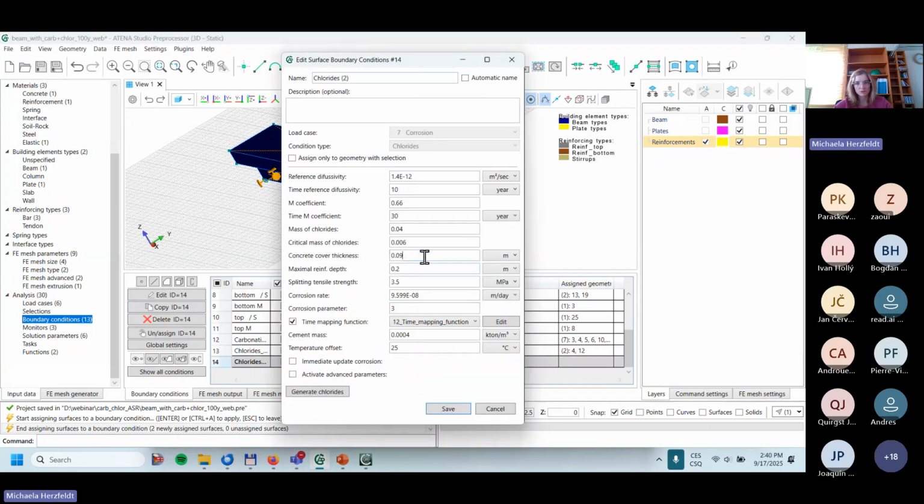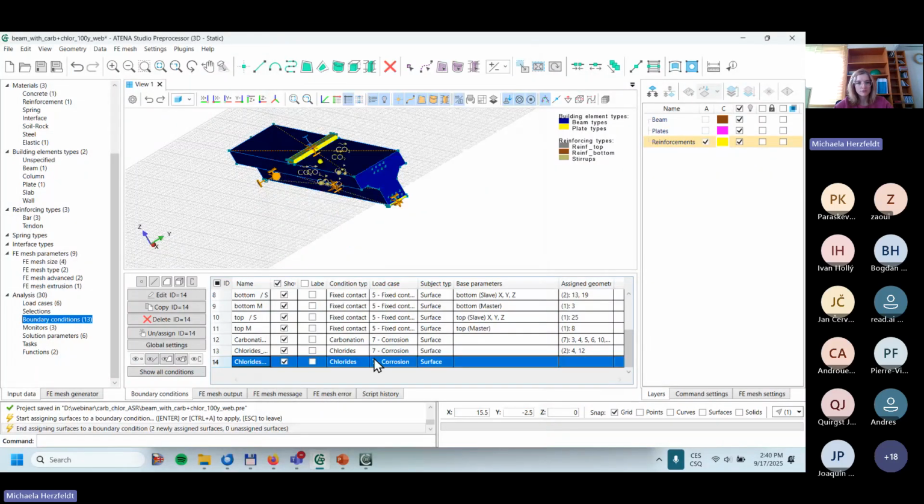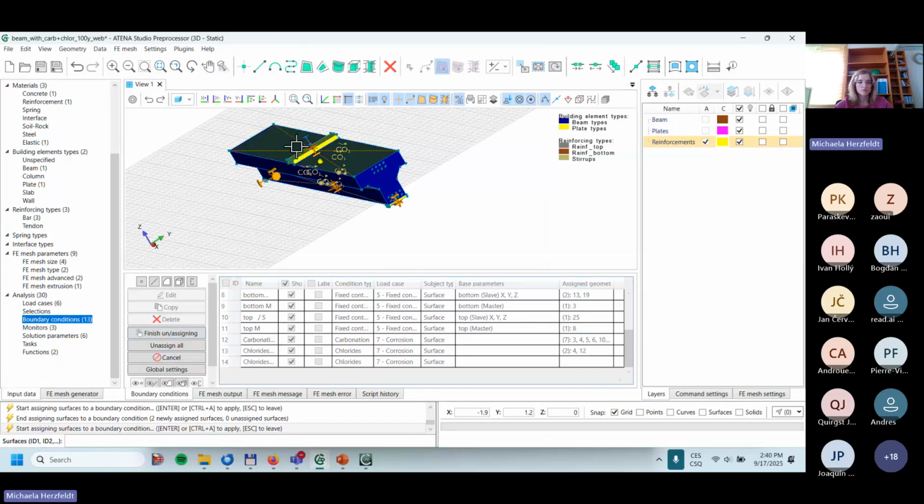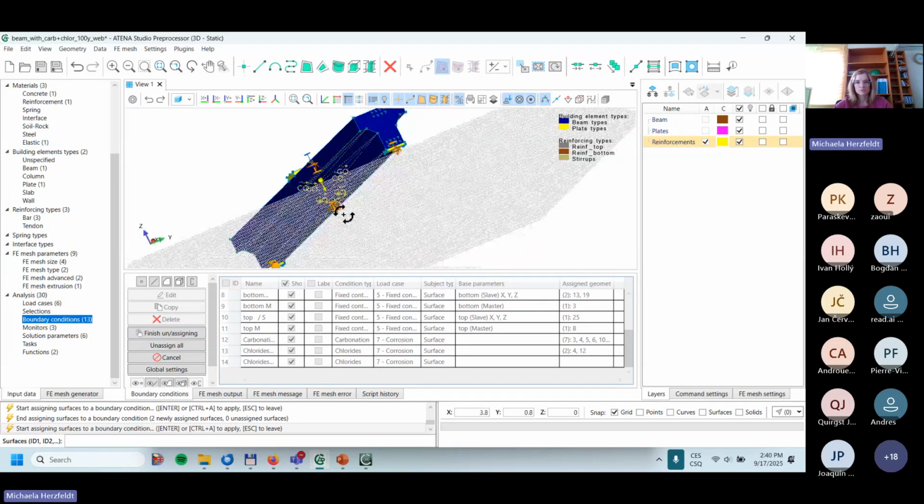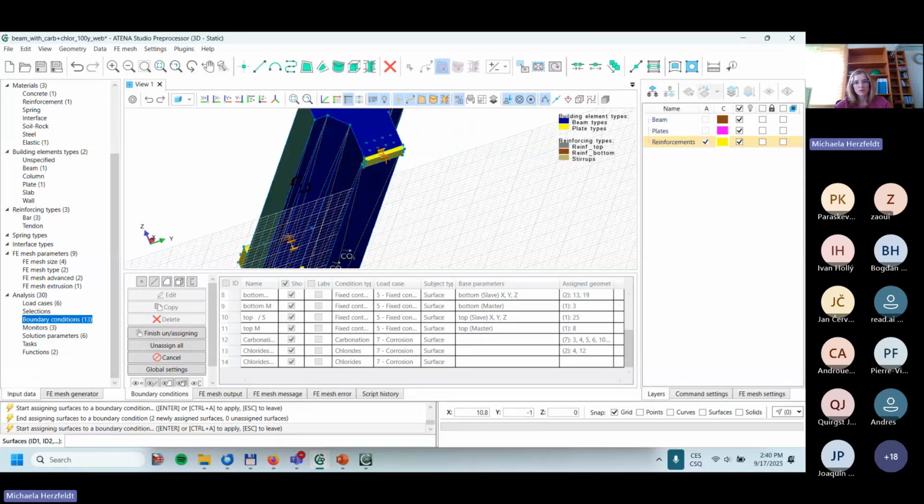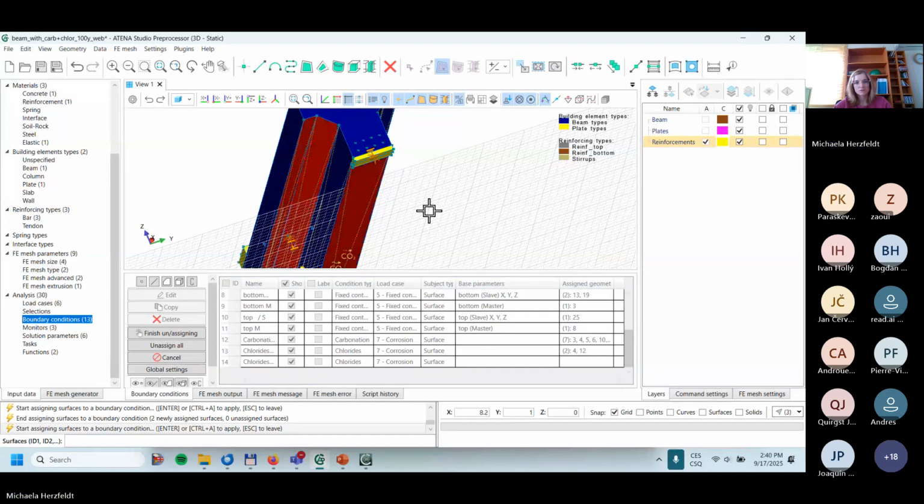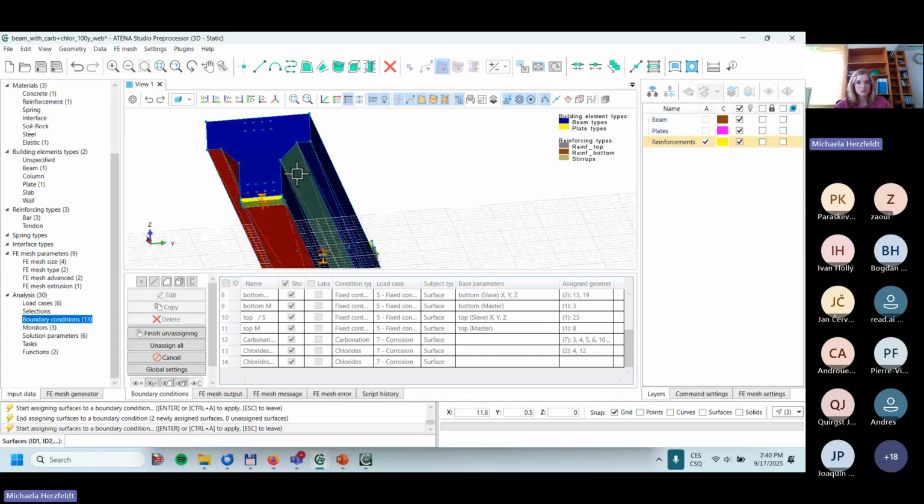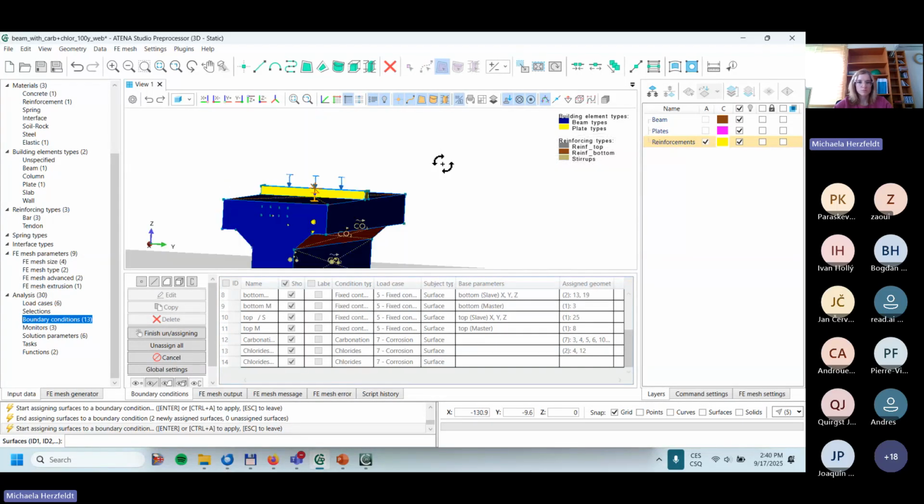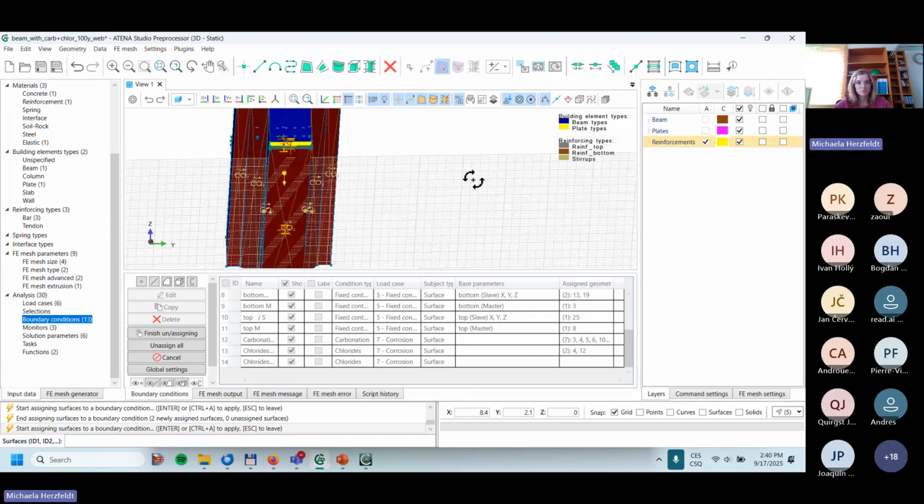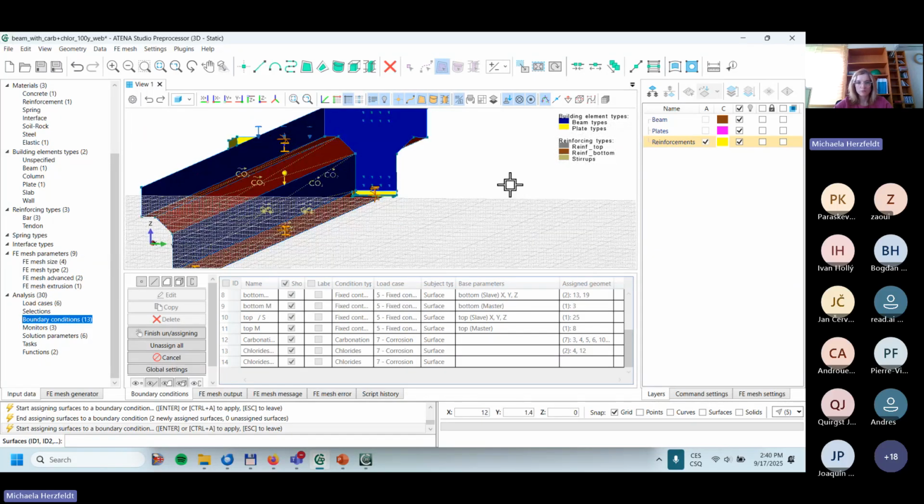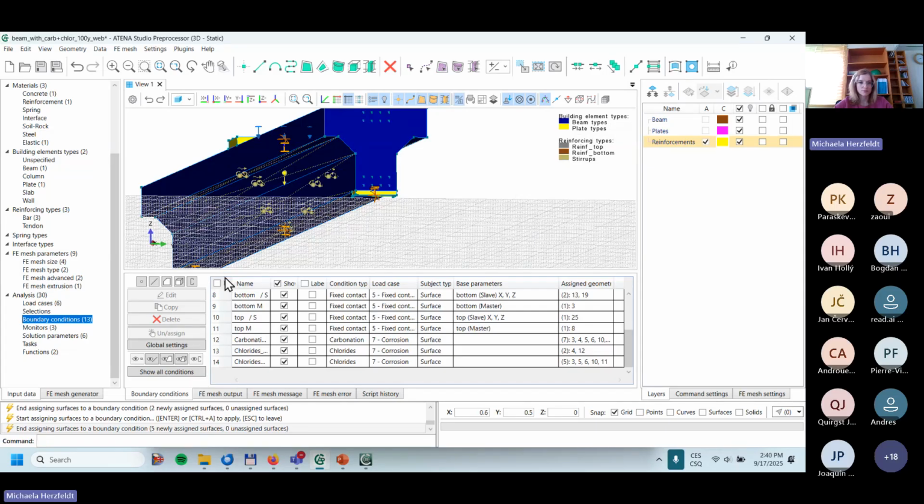Then go there, and what I want to just change, there might be different concrete covers around the structure. So you can save it, and again with the assign button, you can assign it to the rest of the parts where you want to apply this condition. So I will select all the other ones, same as carbonation, from the bottom, everything except those vertical ones where it's already assigned. So this is boundary conditions.